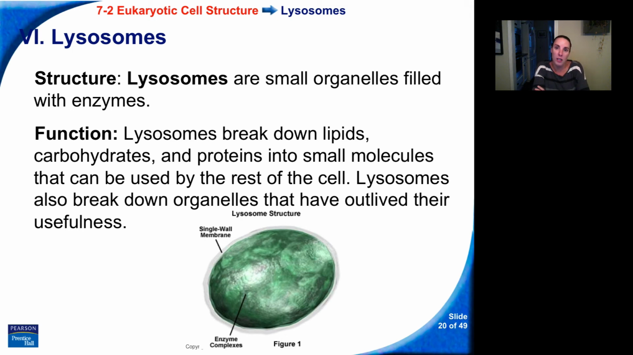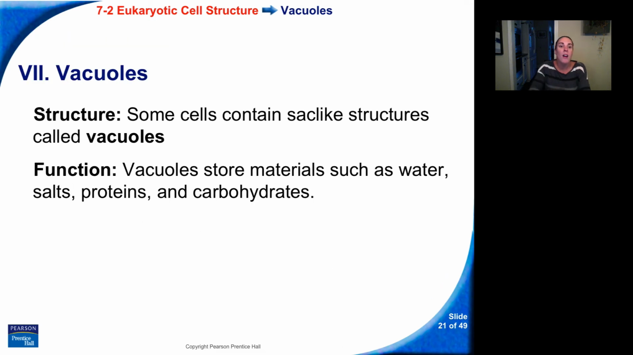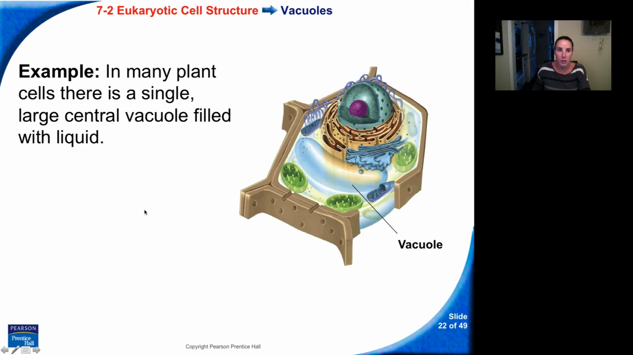They also break down bacteria that happen to enter the cell. So basically, they're the cleanup crew. They contain all the enzymes that break everything down. Vacuoles. Some cells, not all cells, contain sac-like structures called vacuoles. Vacuoles are the storage organelle. They store materials such as water, salts, proteins, and carbs.